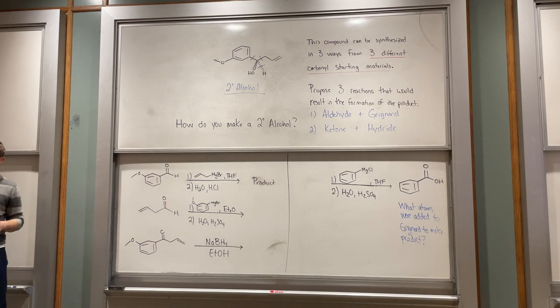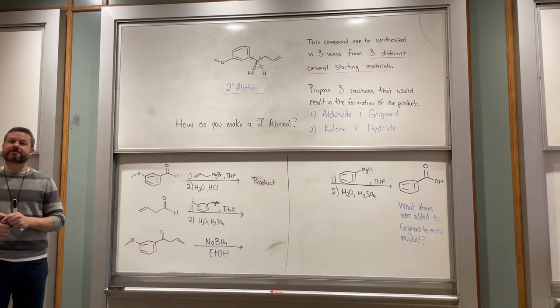All right, so what reagent would we write to the left of the arrow? Not a carboxylic acid. We're making a carboxylic acid. Okay. Not an ester.